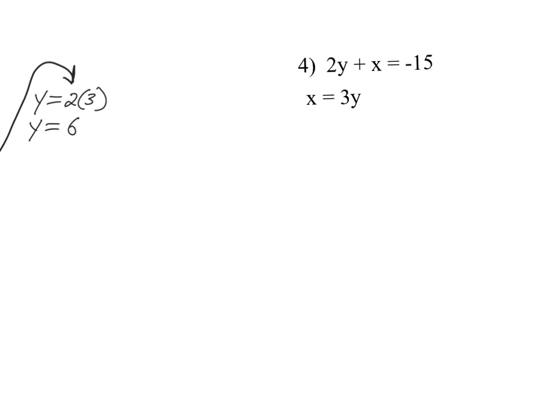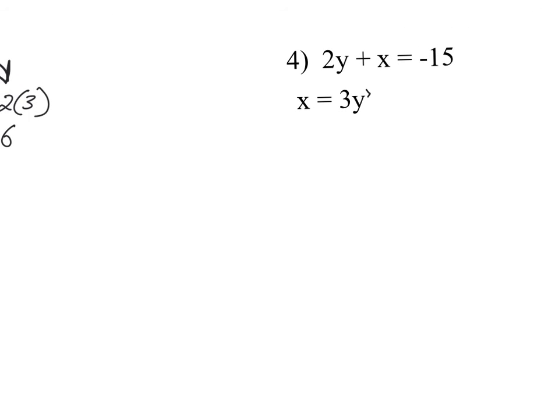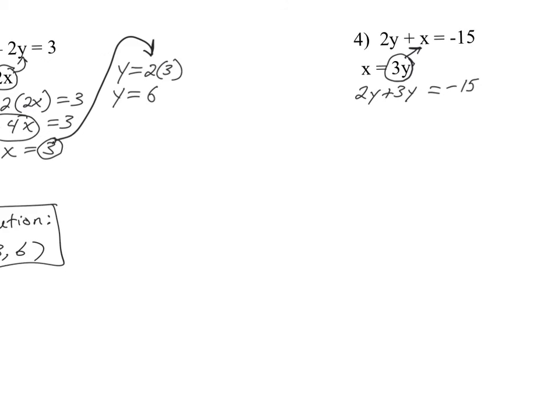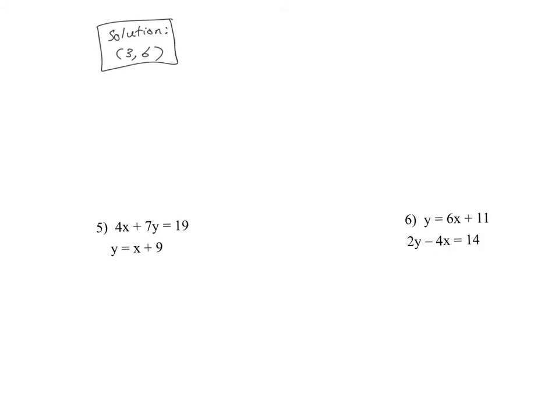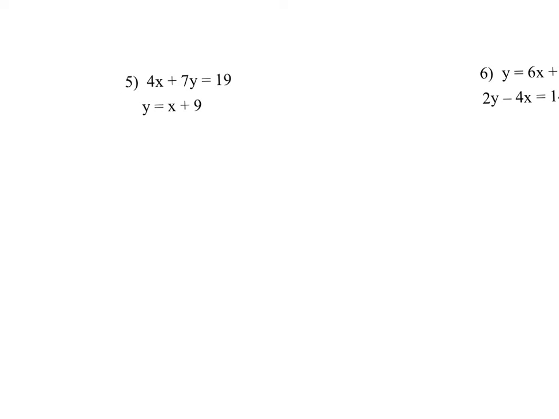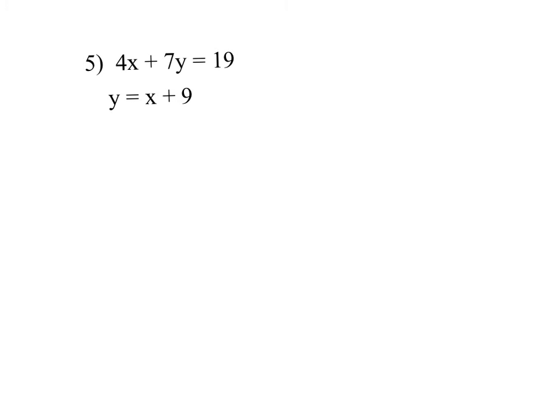Number 4 is very similar. Again, caution you that this is the x value. That's going to go in for x. So you should end up with 2y plus 3y equals negative 15. Do your combining like terms and then solve for y. Once you find y, you have to plug that back into one of the two equations to solve for x. So you finish 4 on your own. And again, you can pause the video to do that so you can keep working on the same types of problems as what I'm working on as I go through the video.